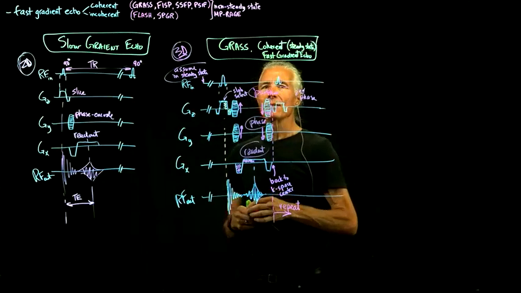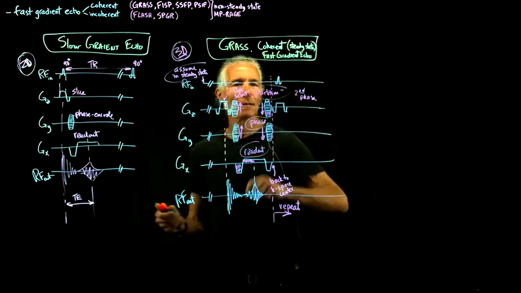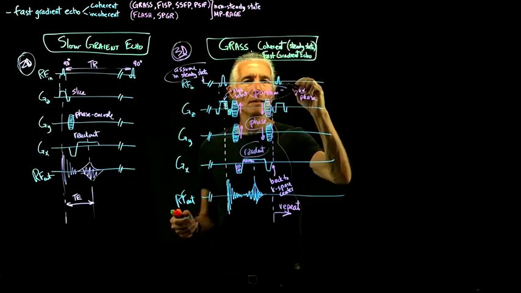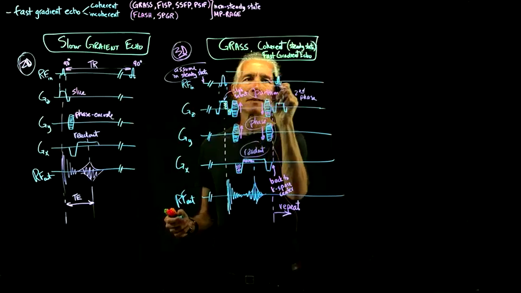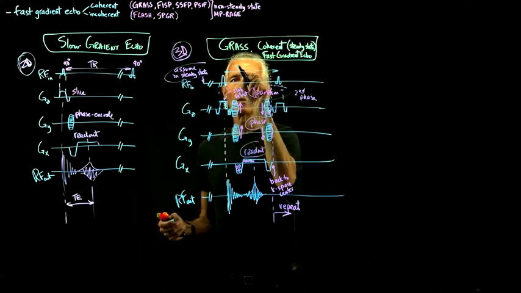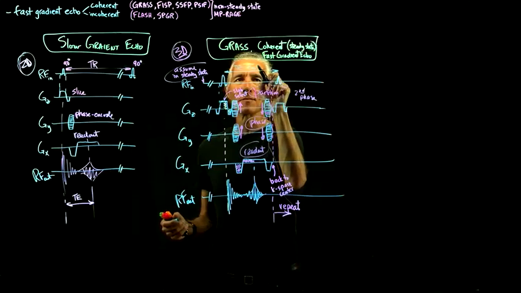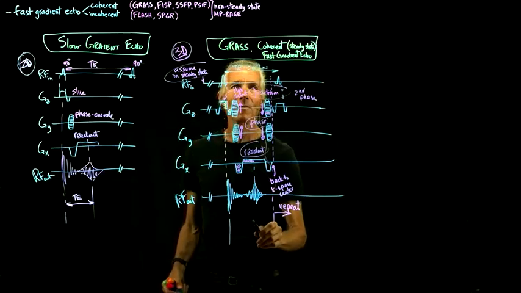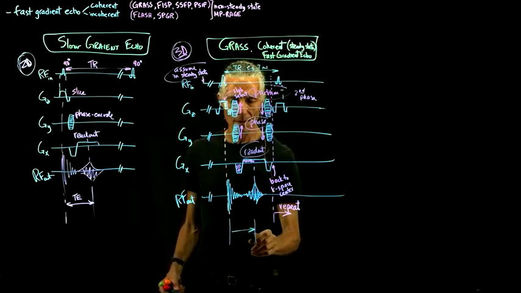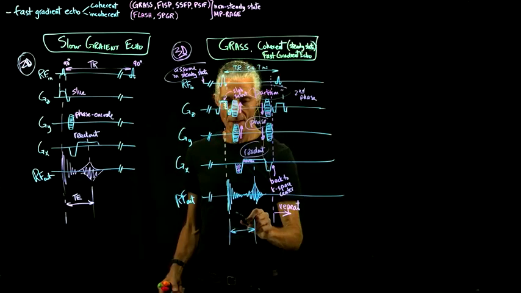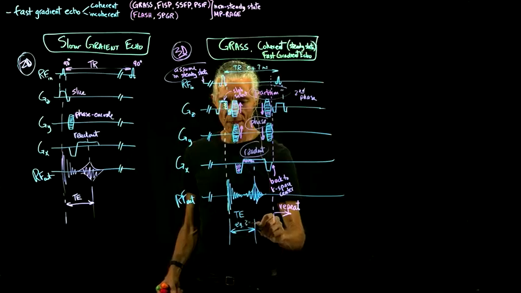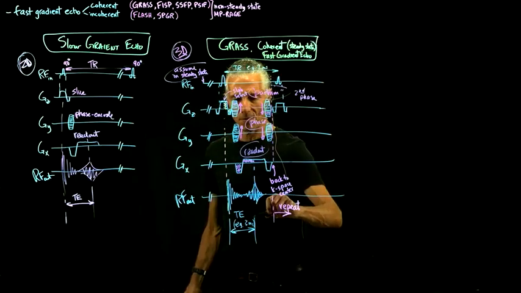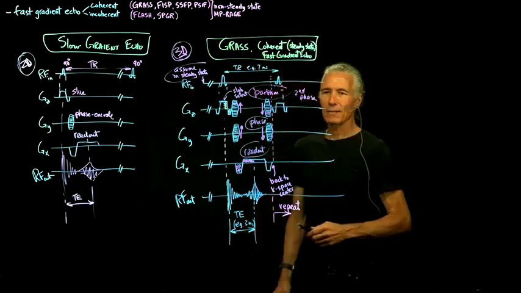And so we could use a very short TR. So here's the TR. So TR, for example, 7 milliseconds. And then here's the TE down here. For example, TE, for example, 3 milliseconds. So, quite short, so that we can collect lots of data.